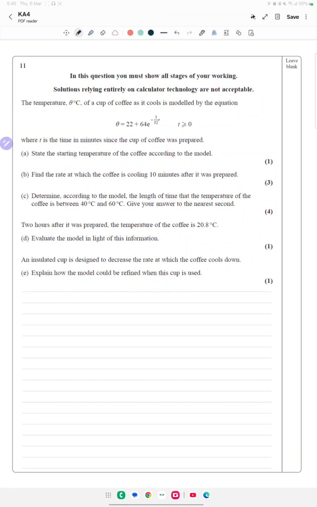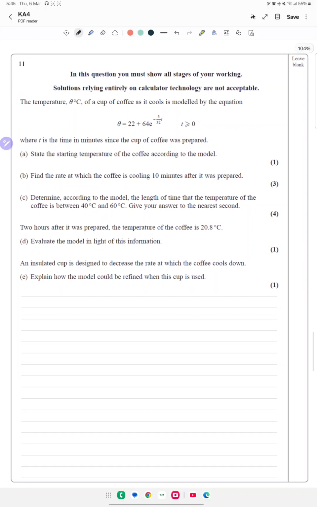So this is Maths KA4 2025. So we've got question 11 here. The temperature theta of a cup of coffee as it cools is modelled by this equation, with time t in minutes after the coffee was prepared. State the starting temperature. So that'll be when t is 0.